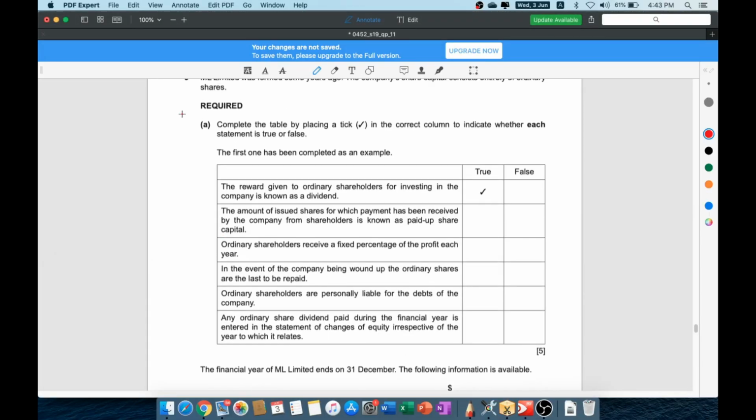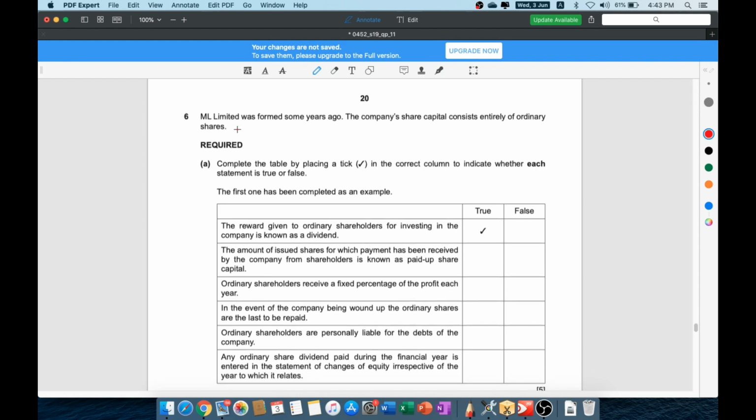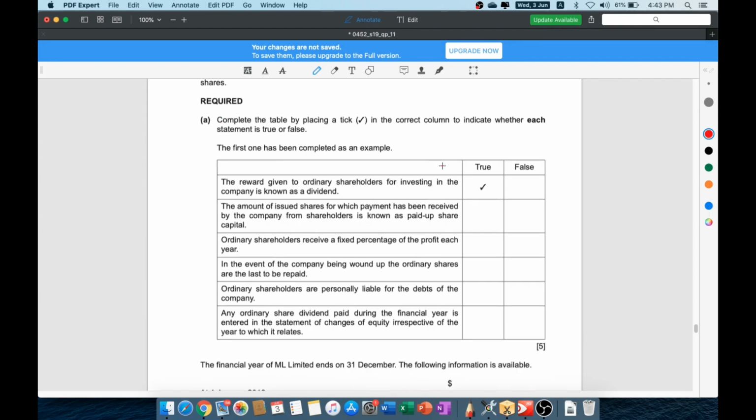All right, so question 6, he says ML Limited was formed some years ago. The company's share capital consists entirely of ordinary shares. And he's asking for us to complete the table. The first one has been completed as an example. So this one is done. We start from this one.